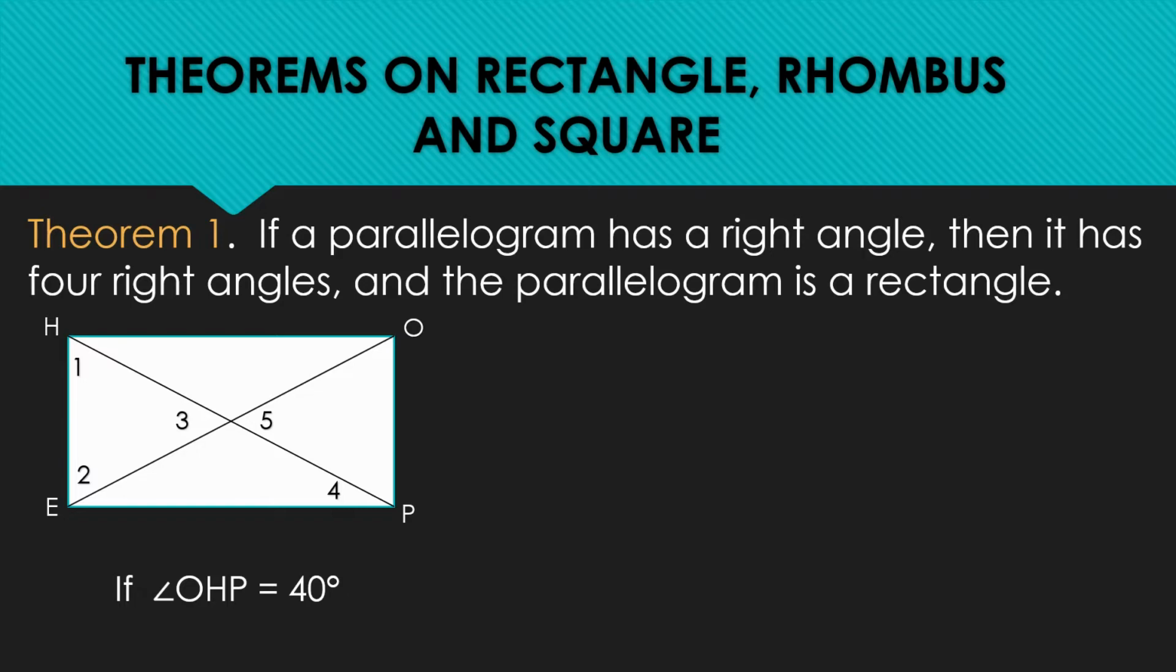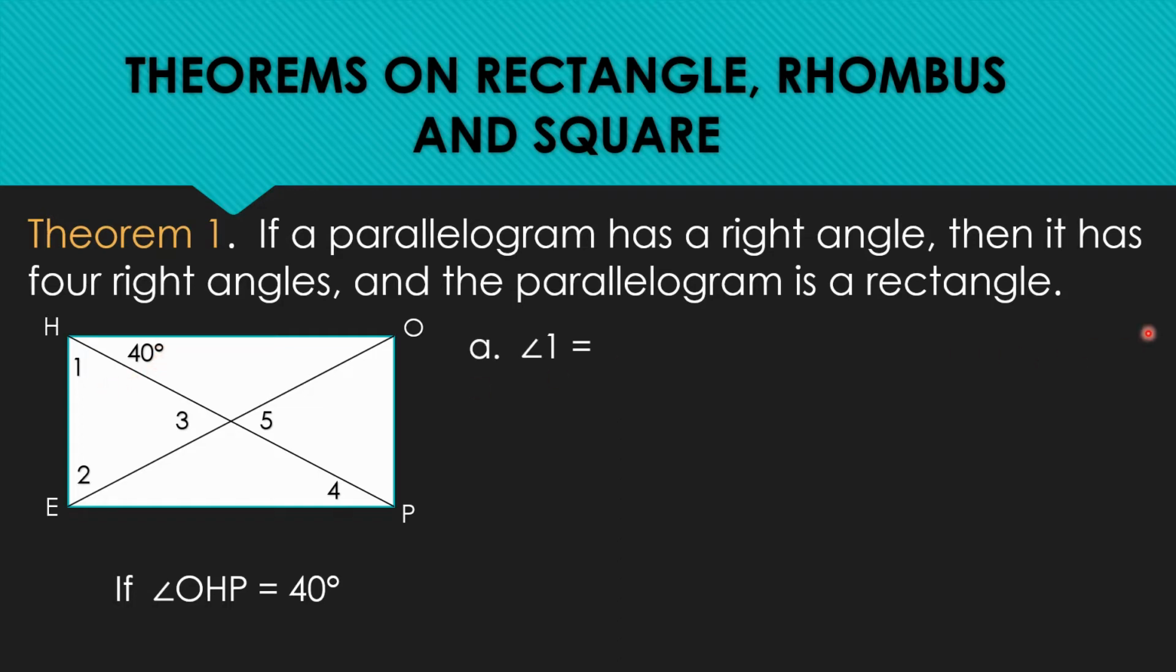So we have 1, 2. Okay, wait, this is the pointer. So we have angle 1, angle 2, angle 3, and angle 4 at every corner. So we have 4 right angles, so this parallelogram is now a rectangle. On this figure, we have angle OHP, which is 40 degrees. Given 40 degrees, we need to get the measure of the following angles.